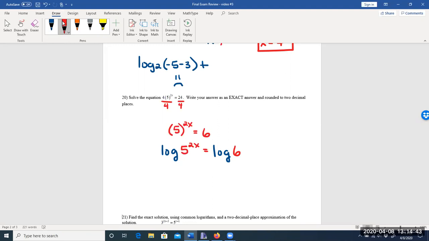Then by our properties of logarithms, that 2x that you see can be brought down in front. So we're going to have 2x log 5 equals log of 6. We're almost done with the exact answer here. We need to isolate our x, so we need to get that x all by itself. And to do that, we divide. We're going to divide by 2 as well as log of 5. So I'm going to divide by 2 log 5 on both sides.